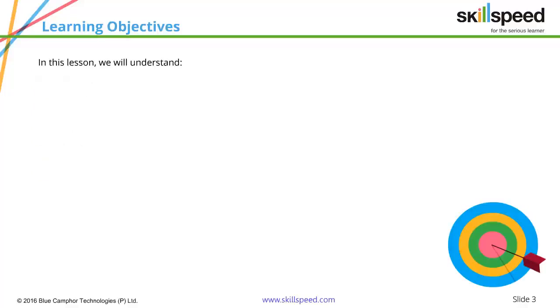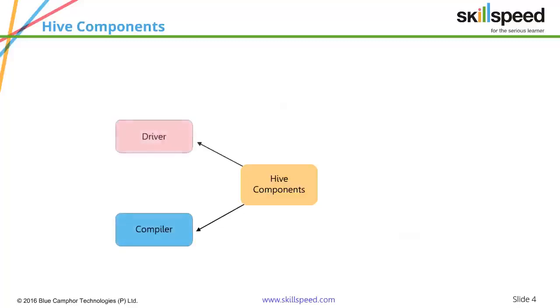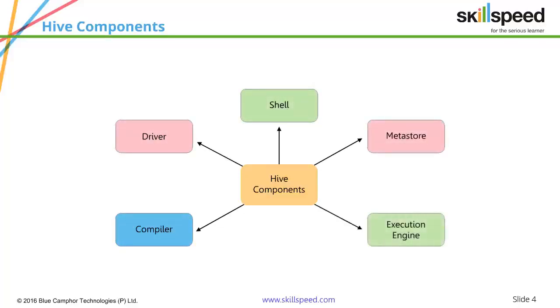In this particular lesson, we'll be having a look at the Hive components, architecture, and Metastore. As you can see from this picture, there are 5 main components of Hive. You have a compiler, driver, shell, Metastore, and execution engine. We will be having a look at each of these components in detail in the upcoming slides.